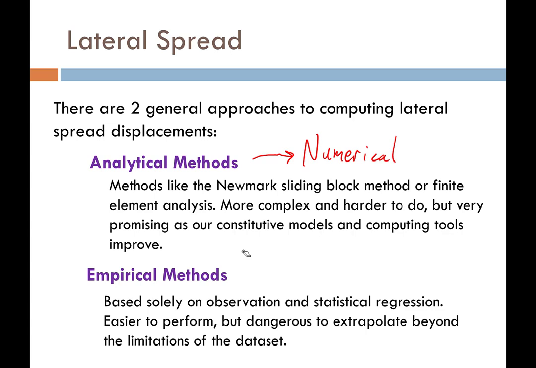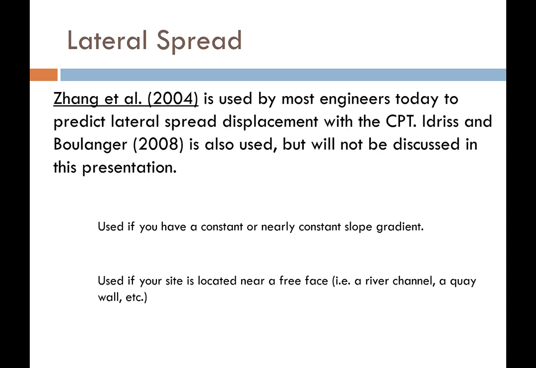So when we talk about predicting lateral spreads using the CPT, we've got a long ways to go. I'm not going to lie. The most commonly used model was published in 2004, about 17 years ago. It is a semi-empirical model published by Zhang, Robertson, and others. Zhang was Robertson's PhD student.